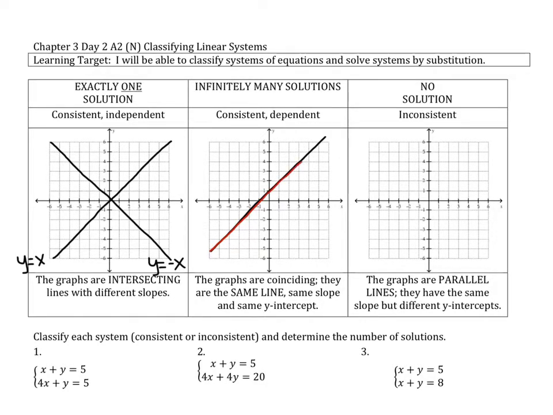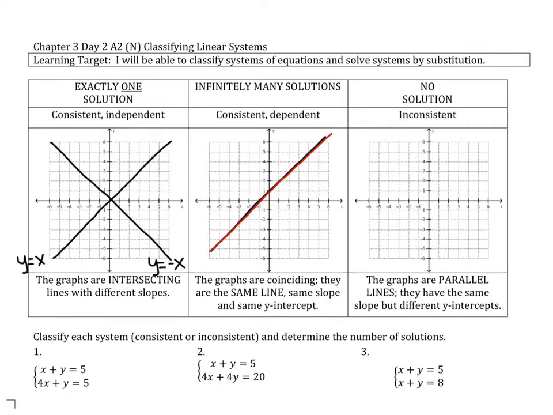Can you tell the difference between the two? Not necessarily, because they are exactly the same line. They are lying on top of each other. You are writing the same equation twice, graphing the same equation on top of each other. That's the reason why it says the graphs are coinciding. They are exactly the same line.